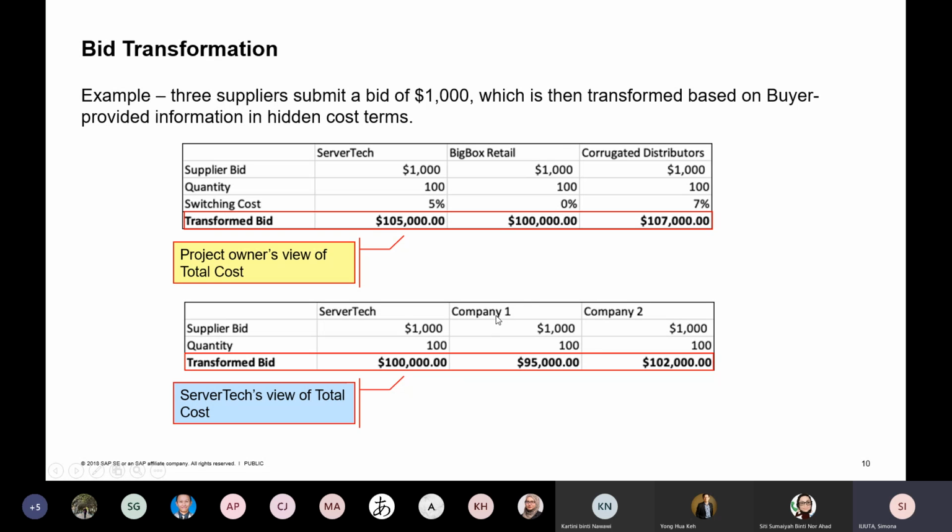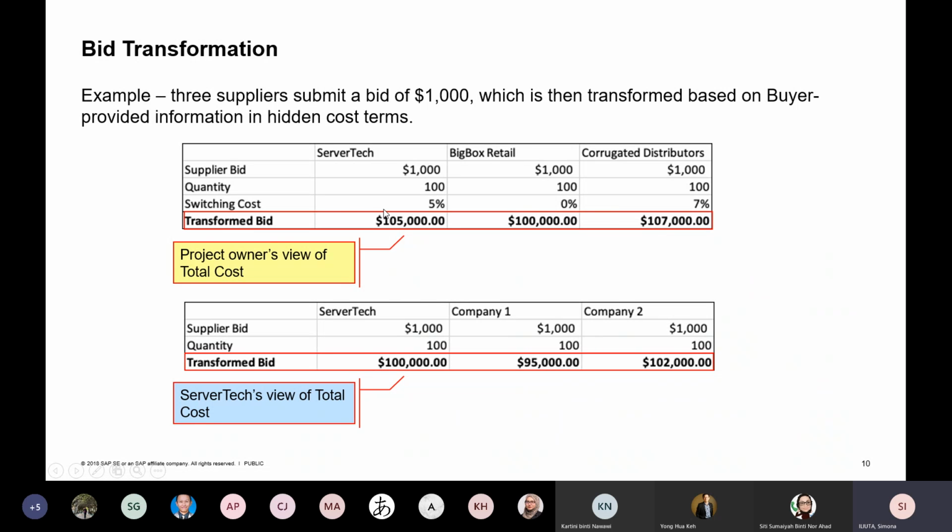one, which is big box retail here, they will see 95, but they're competitive actually on 100,000. Then you're going to have the server tech right here. What they will see is 100,000, but they are competitive on 105. Finally, this is an error here. They will see the same thing. So this is 100,000.